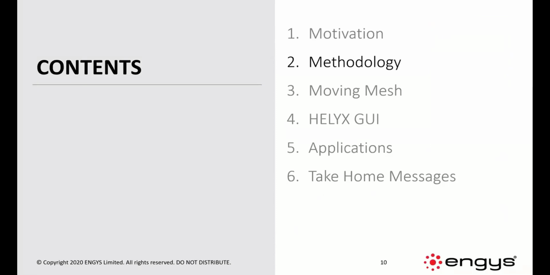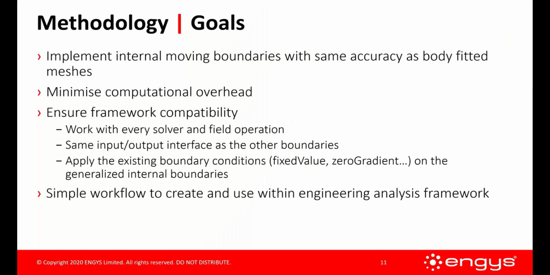Let me talk a little bit about the methodology. Overall, the goals are to implement internal moving boundaries with the same accuracy as a body-fitted mesh. We want to minimize computational overhead and also ensure framework compatibility. What does that mean? It means that it works with every solver and every field operation. A field operation would be something like in situ data calculation: let me calculate Y plus while I'm running a simulation, or let me calculate vorticity, or forces, or lift and drag, things like that.